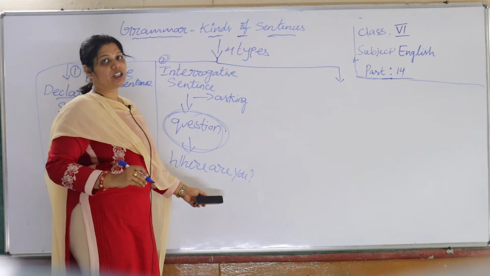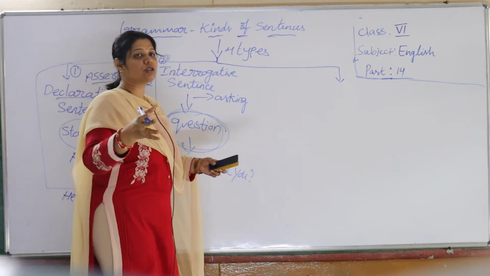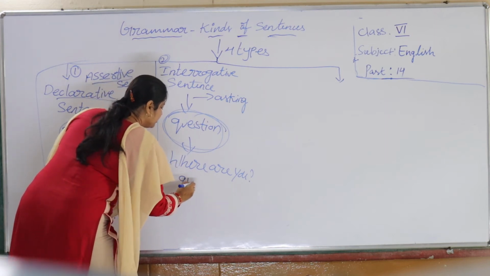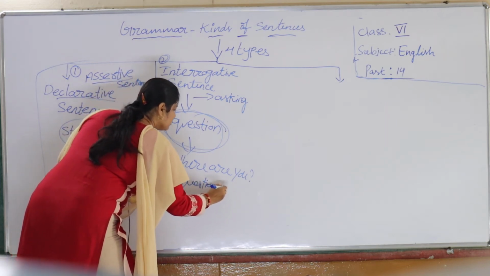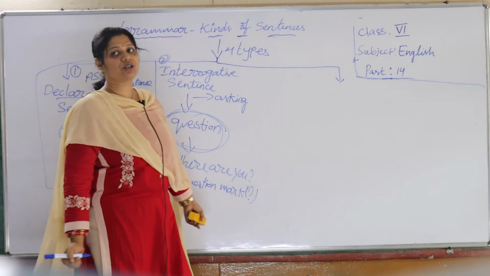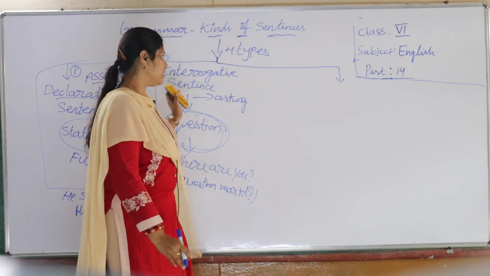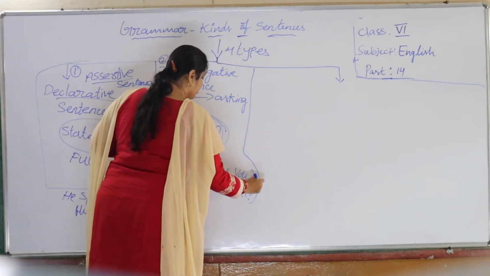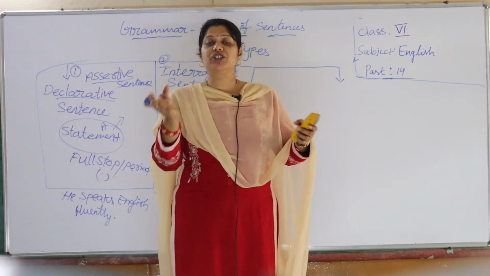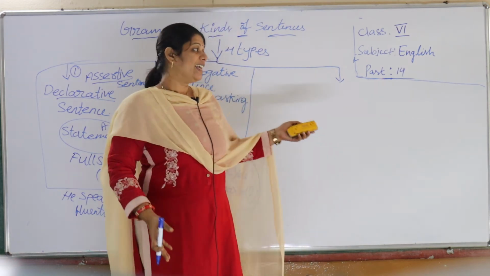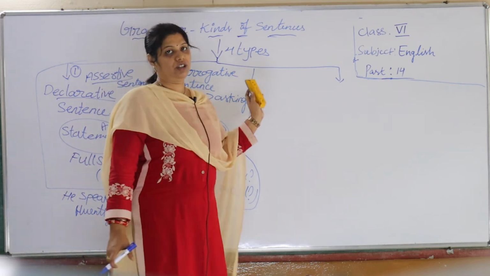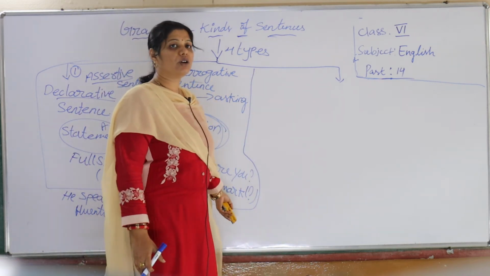The punctuation we use for interrogative sentences is the question mark. What do we use? Question mark. Yes, children, this is the mark, question mark, which is used as punctuation for interrogative sentence. So do you understand here? What is an interrogative sentence, children? A sentence which asks, when you question, a sentence which questions is called an interrogative sentence, and the punctuation used is a question mark.